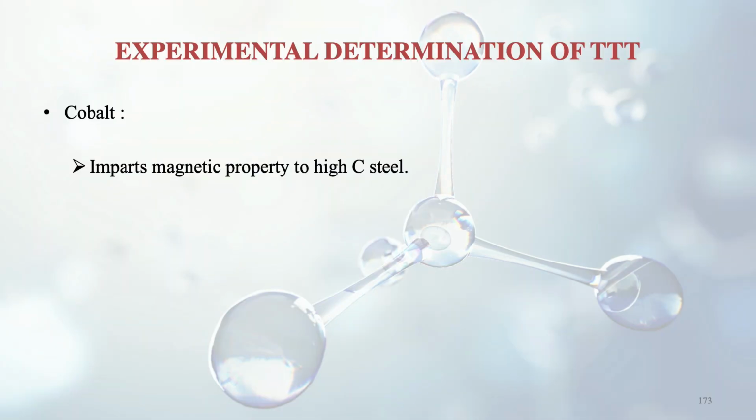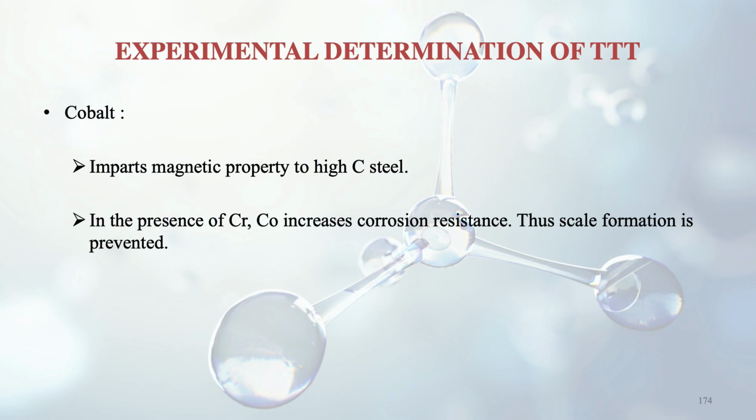Cobalt imparts magnetic property to high carbon steel. So if the carbon is in the higher range, then it will give magnetic property to steel. And in the presence of chromium, cobalt increases corrosion resistance. Like we have earlier seen that in the presence of chromium, nickel gives us corrosion resistance, so cobalt also does the same. So scale formation is prevented.